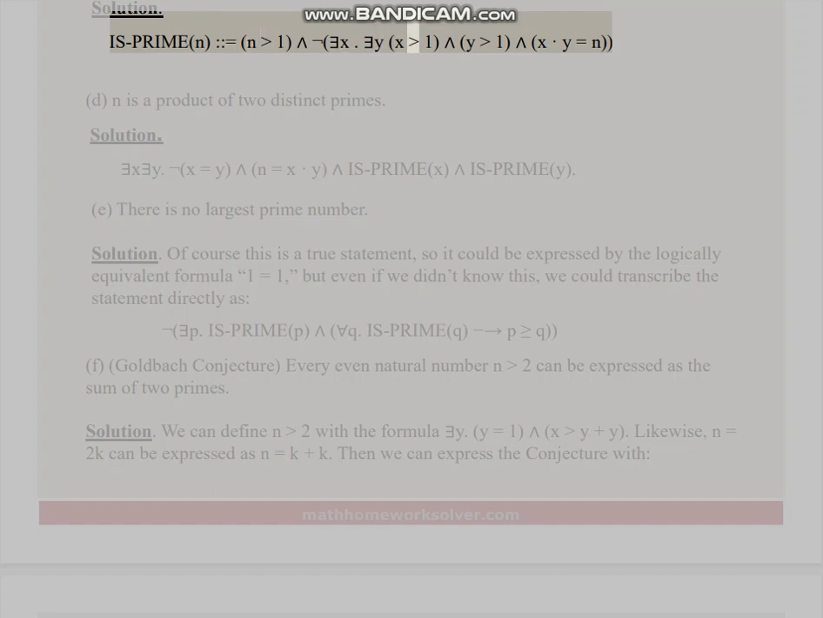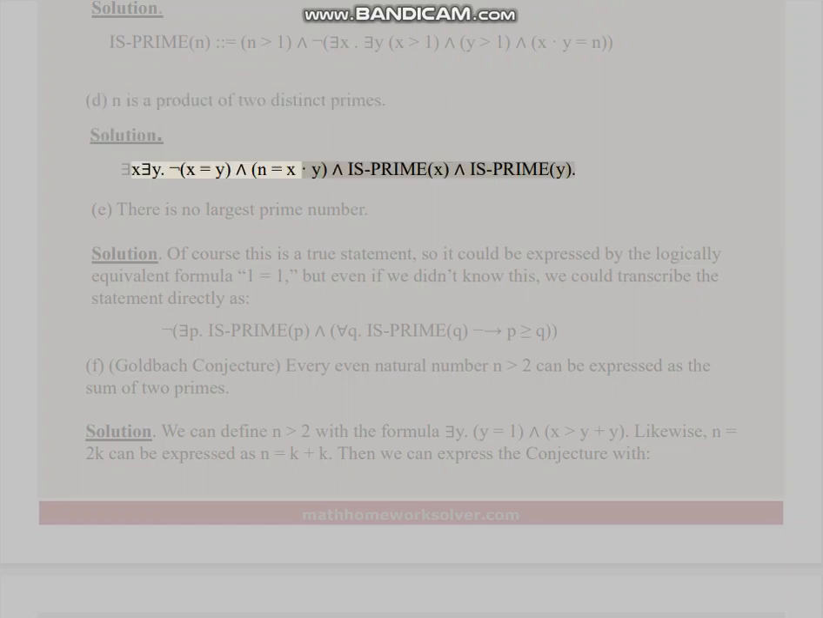Is prime(n) equals n > 1, ¬∃x ∃y (x > 1 ∧ y > 1 ∧ x·y = n). D: n is a product of two distinct primes. Solution: ∃x ∃y (x ≠ y ∧ n = x·y ∧ is_prime(x) ∧ is_prime(y)). E: there is no largest prime number.